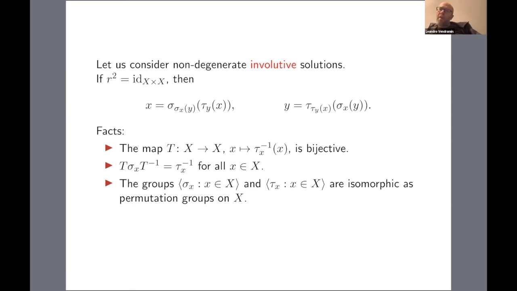Moreover, if you have an involutive solution, then this map T that I wrote there is always bijective and you can conjugate each sigma x by this map T in order to get all the taus, right? And moreover, the group generated by the sigmas and the group generated by the taus, the group that acts on X, are isomorphic, not only as groups, but as permutation groups on X. So for involutive solutions, things are a little bit easier.